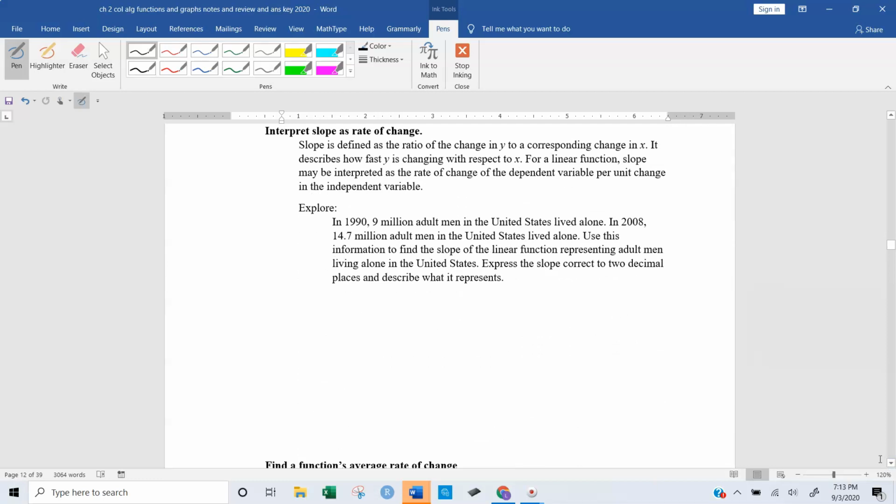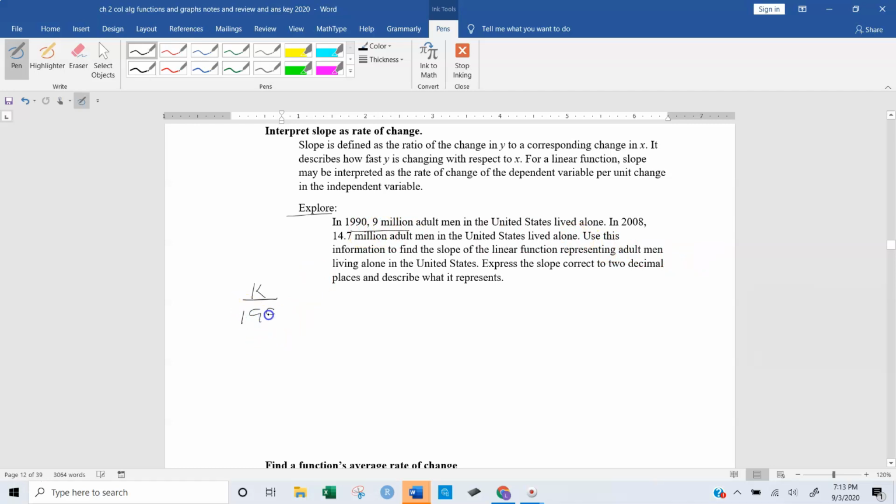Okay, we have here a slope is defined as a ratio of change in y to a corresponding change in x. So change in y over change in x. How fast y is changing with respect to x is what it means. Now we want to interpret this in this here story problem. So the first thing we do is we figure out what we know. So in 1990, 9 million men and adults were lonely. So we got 9 million in 1990.